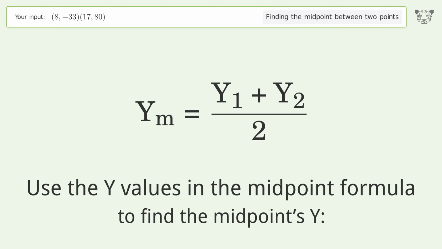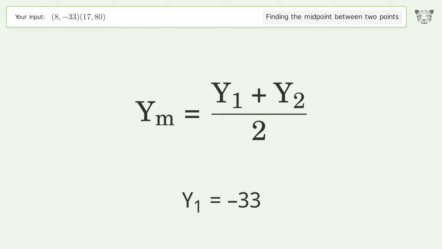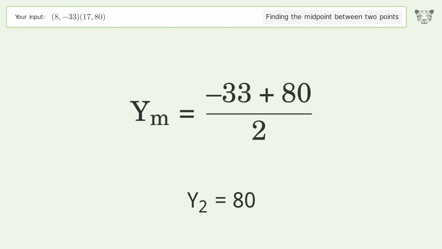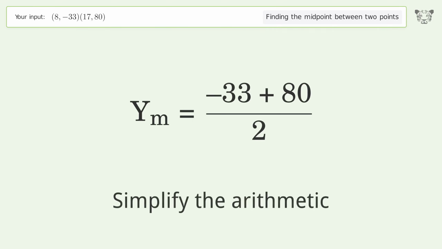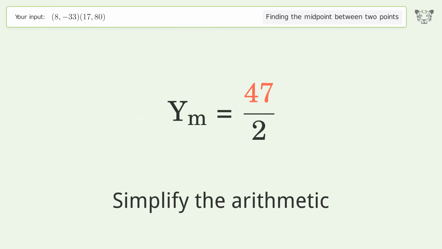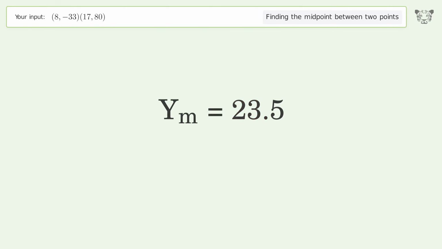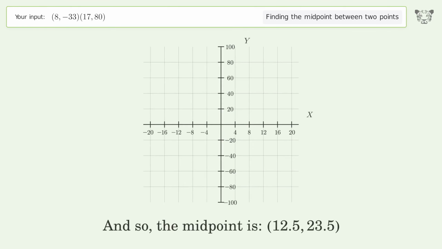Use the y values in the midpoint formula to find the midpoints y. y1 equals negative 33. y2 equals 80. Simplify the arithmetic. And so, the midpoint is 12.5, 23.5.